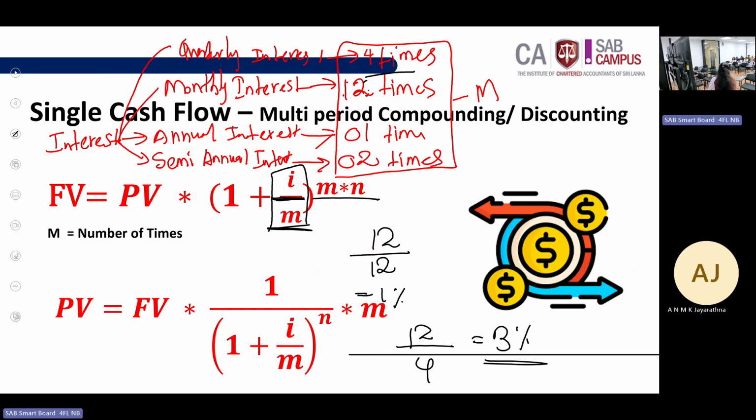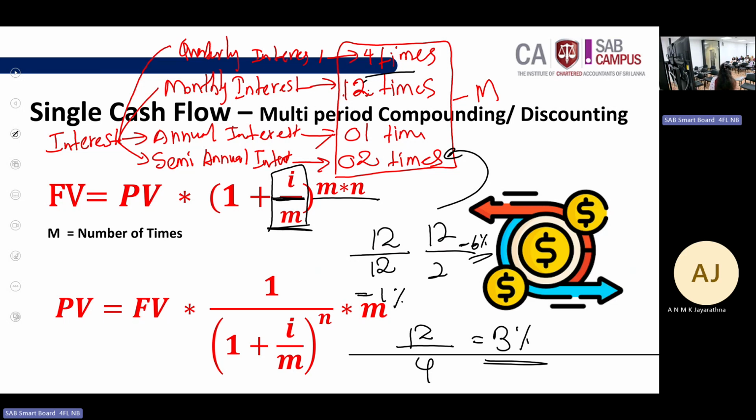Hope it is now clear, right? Annual interest rate is 12%. You are receiving interest 2 times, that means semi-annual. What would be the semi-annual interest? That is 6%. Not only the interest rate is changing, but the number of times that you are receiving the interest also.